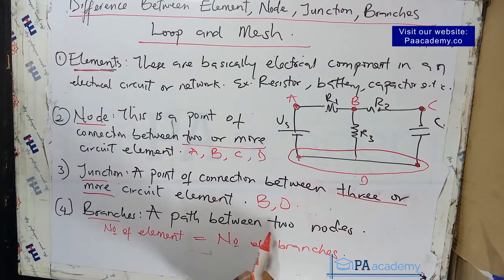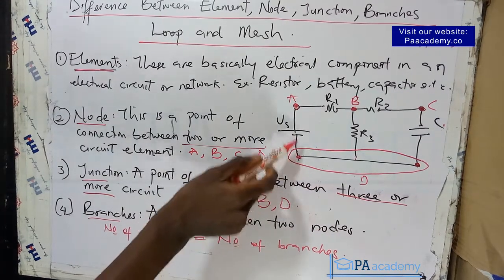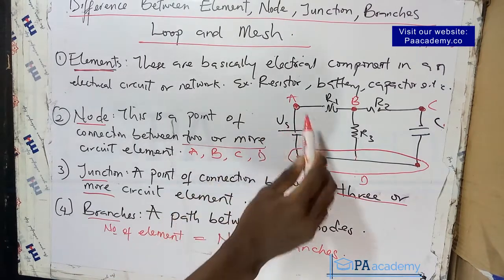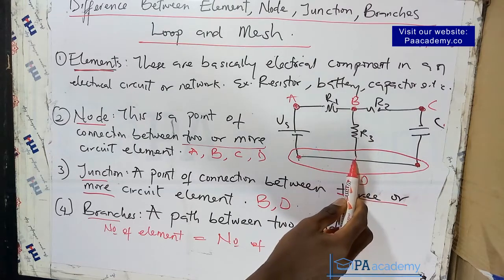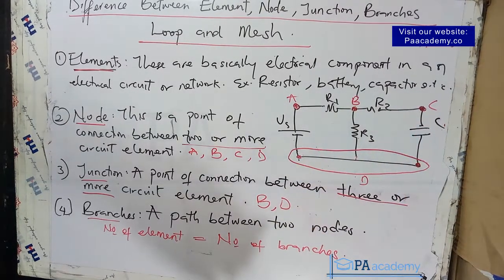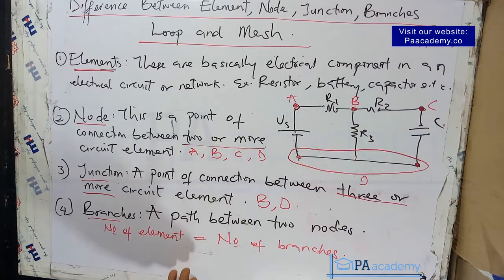It says a path between two nodes. So between here and here is a branch. Here and here is also a branch. From B to this point is also a branch. Here is also a branch. So I hope that is clear. A path between what? Between two nodes.